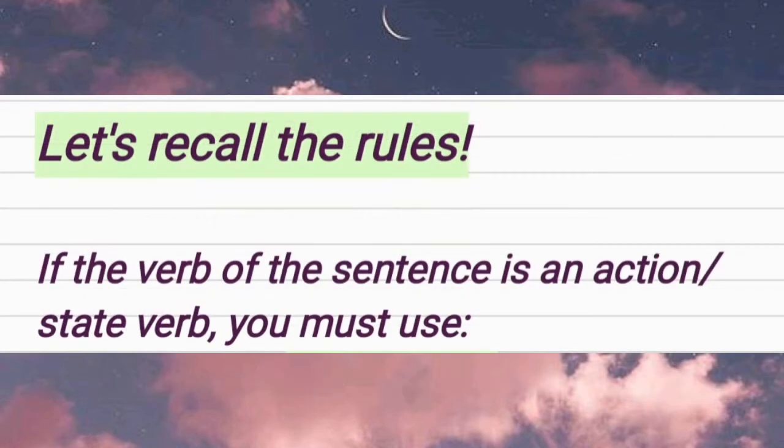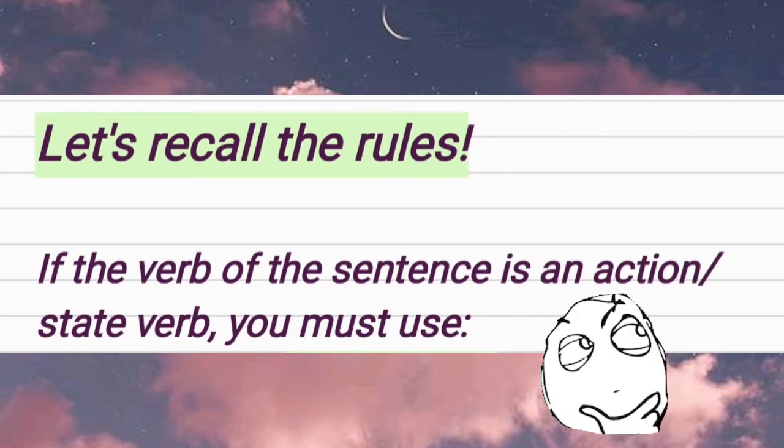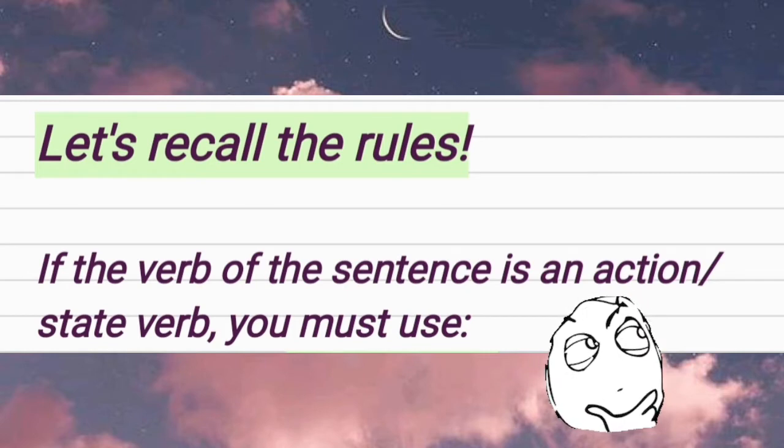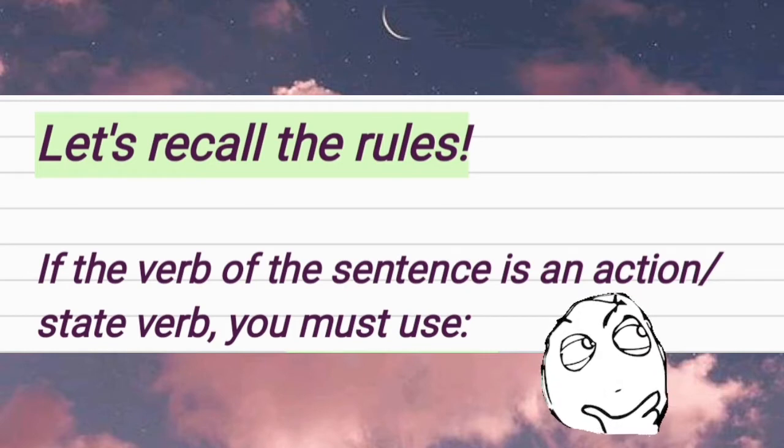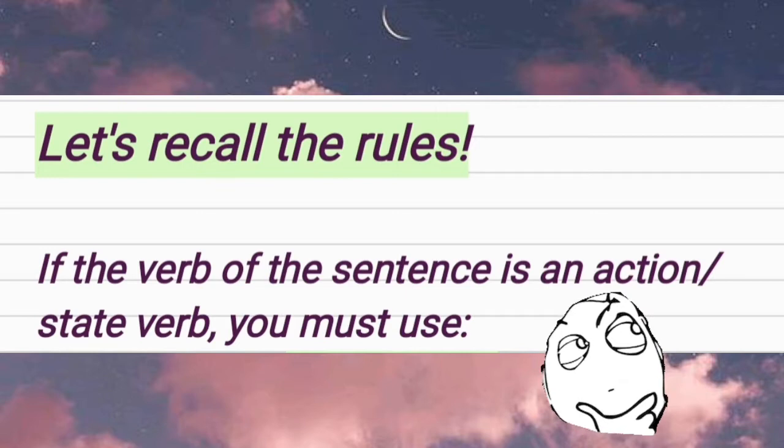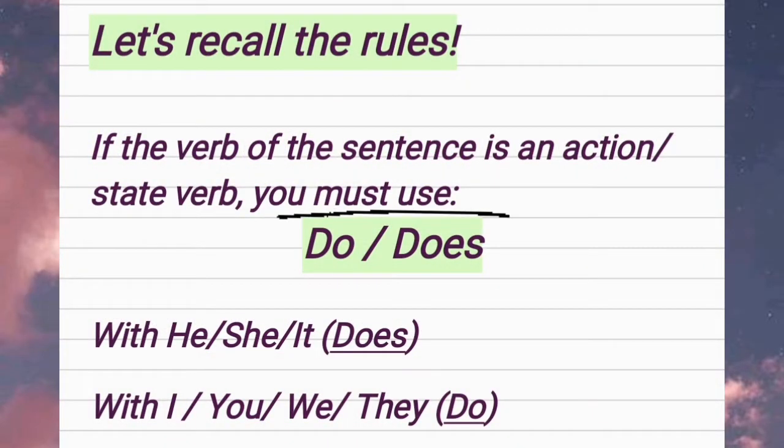Well, let's move on. What should I do if the verb of the sentence is an action or state verb? Do you have any idea? I think yes, you do. You must use either do or does. With he, she, it, I use does. However, with I, you, we, they, I use do.